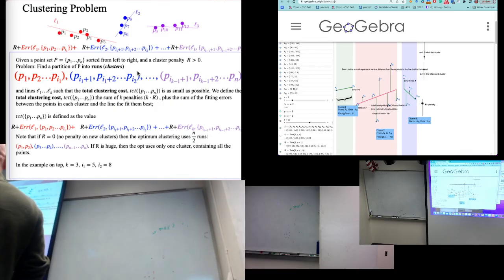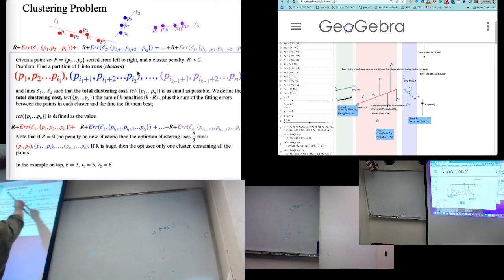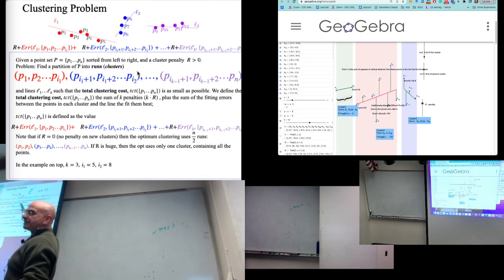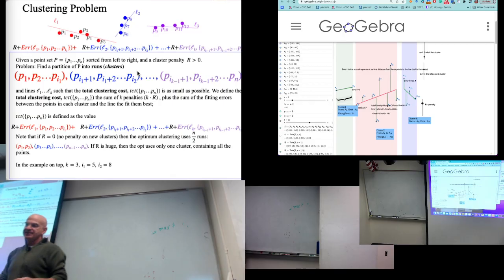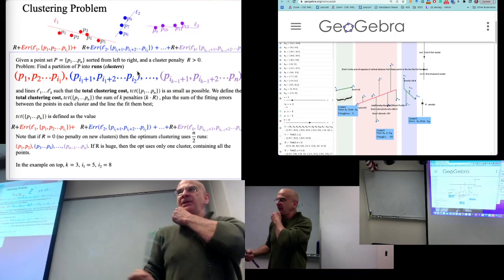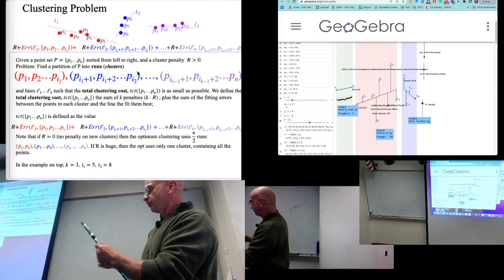And once the penalty is given, I should decide where the first cluster ends, where the second cluster ends, until the last cluster ends, so that what am I minimizing? R, the penalty, times the number of clusters, plus for every cluster, look at the best line that fits this cluster. I'll drop the notation L later on when I speak about the error.